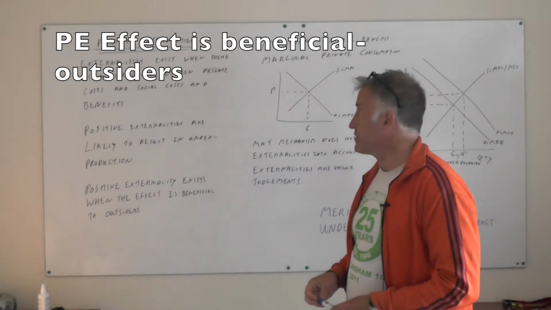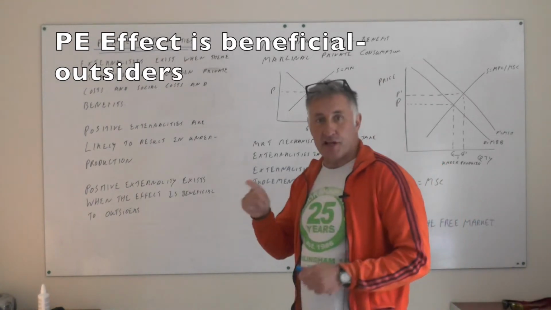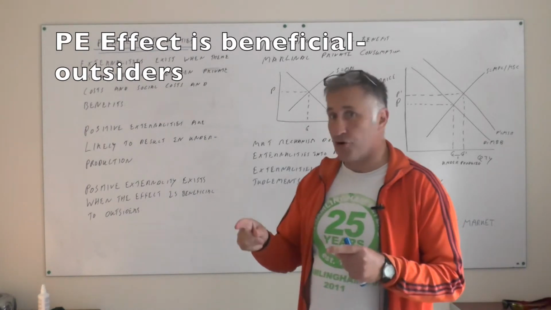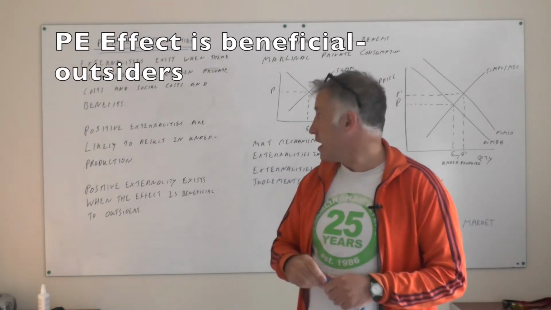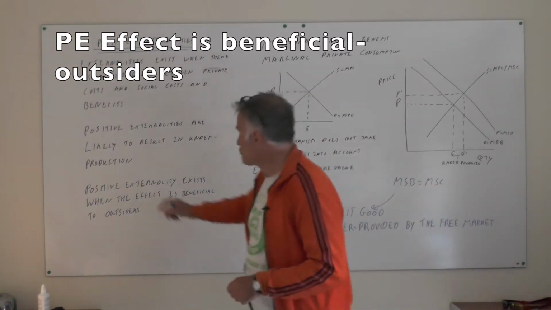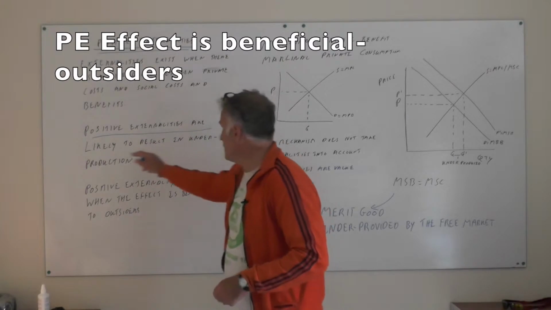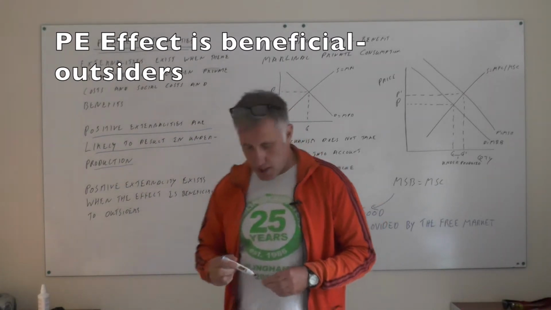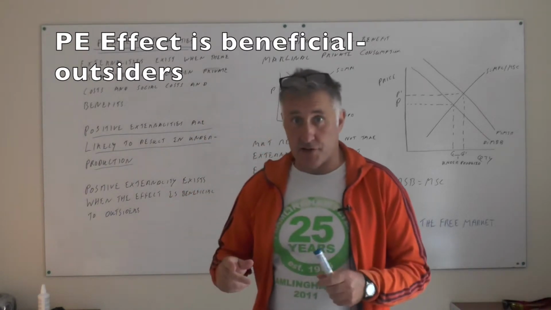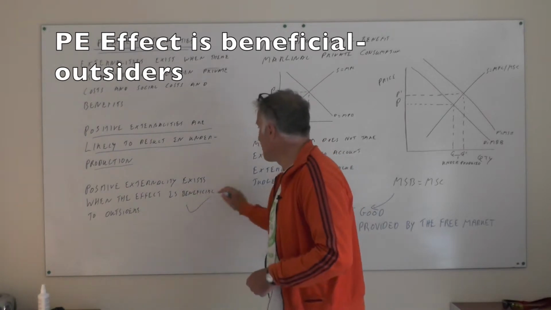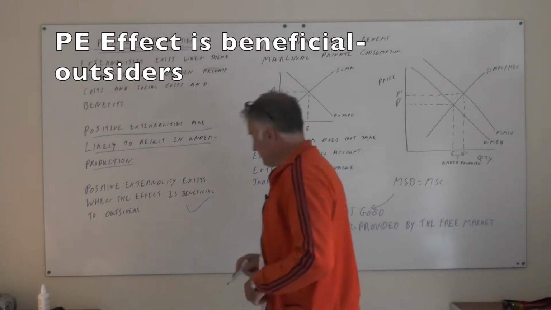Microeconomics, positive externalities. Externalities exist when there is a divergence between private costs and social costs and benefits. So positive externalities are likely to result in underproduction. We're not going to produce enough of those goods, and a positive externality is when there is a positive benefit to a third party.